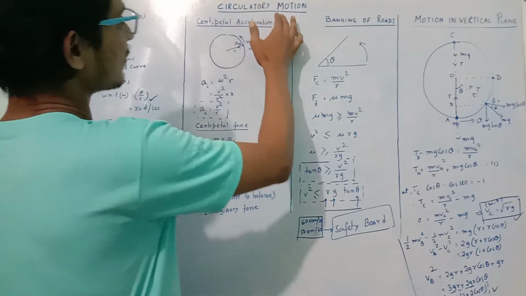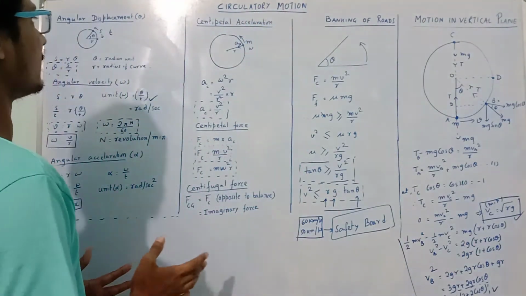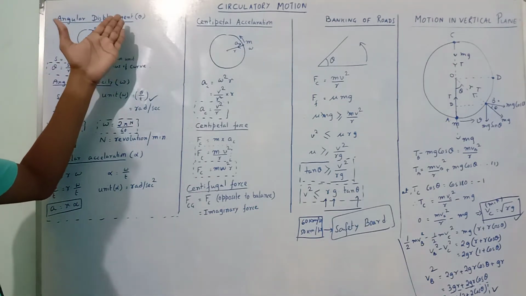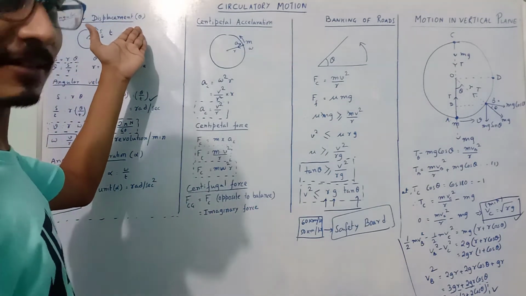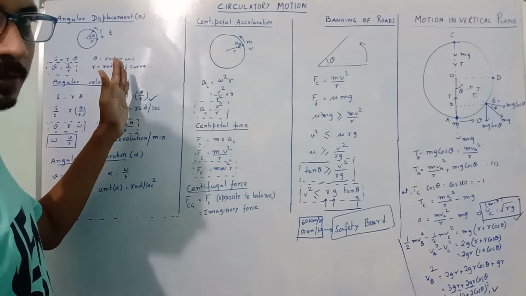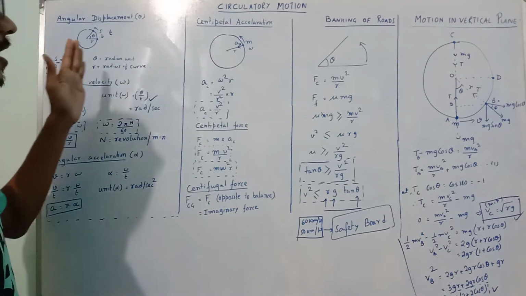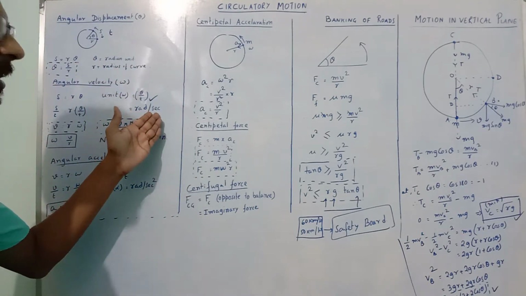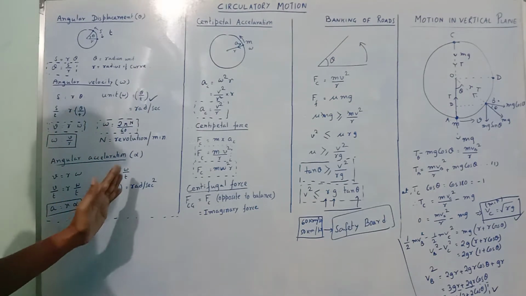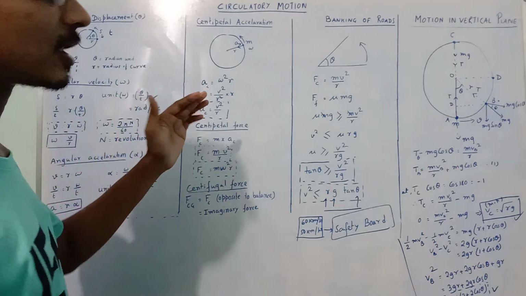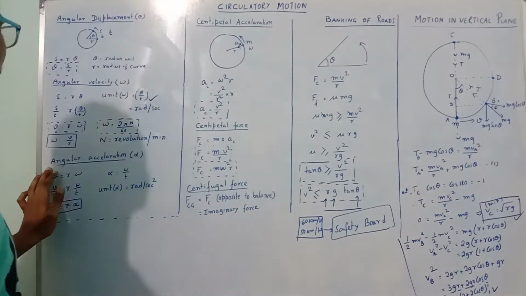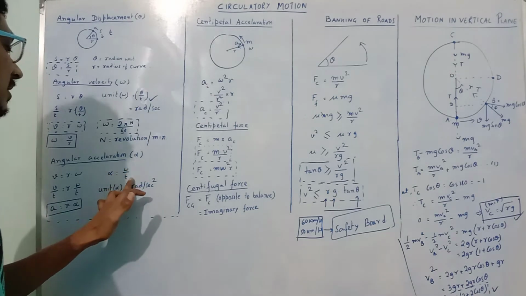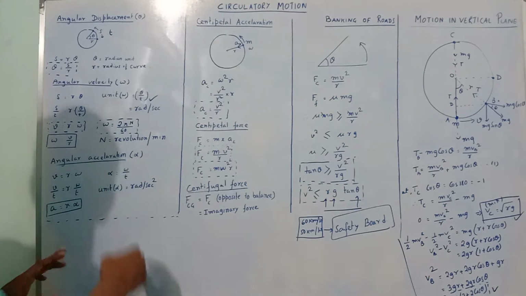also in circular motion, the displacement of the object with respect to time is called angular displacement, because it is measured with some angle theta in radian unit. The velocity of the object is called angular velocity omega, unit radian per second, and the acceleration of the object in circular motion is called angular acceleration, denoted by alpha, given by velocity by time, omega by t.